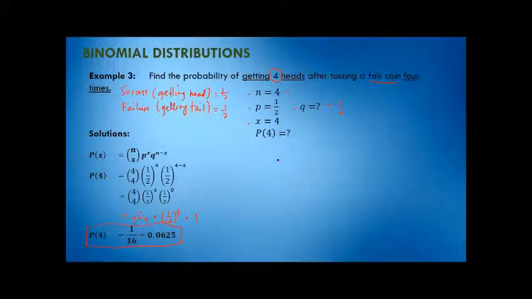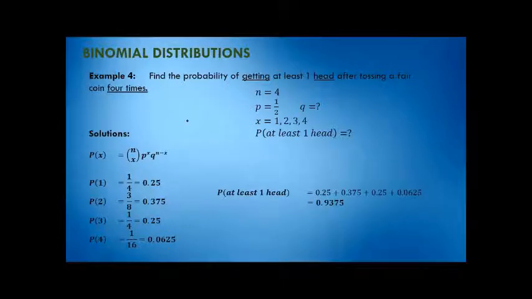Let's have another example for binomial distribution. We have example number 4. The same scenario from example number 3, but this time, we're going to find the probability of getting at least one head after tossing a fair coin 4 times. So, ganun pa rin yung experiment, magtotoss ng coin 4 times, pero hindi na 4 heads yung pinapakuha. Ang pinapakuha is getting at least 1 head.